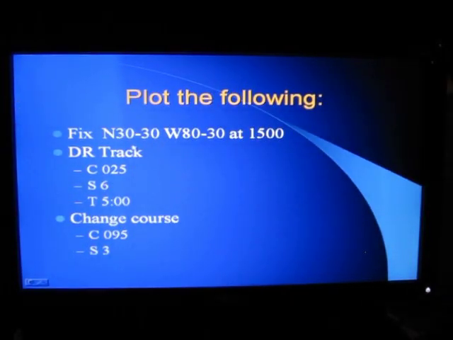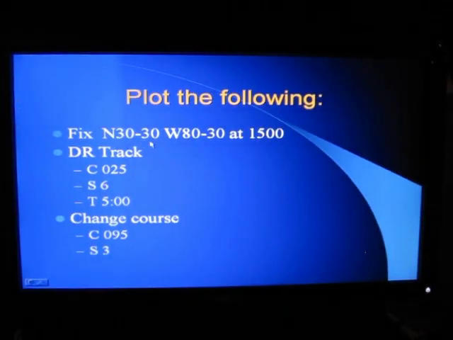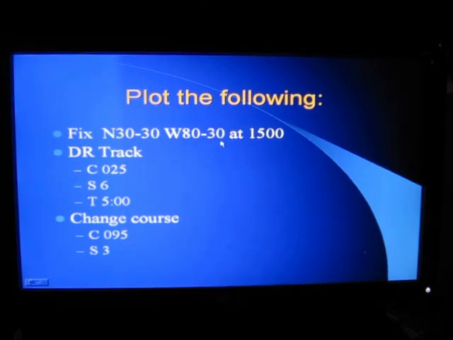Let's plot a fix at north 30 30, west 80 30 at 1500. This is where we are. This is a position fix. North 30 degrees, 30 minutes of latitude. West 80 degrees, 30 minutes of longitude at 1500.